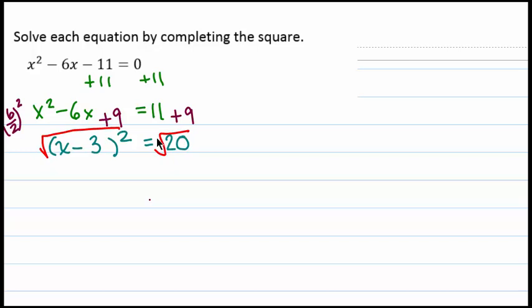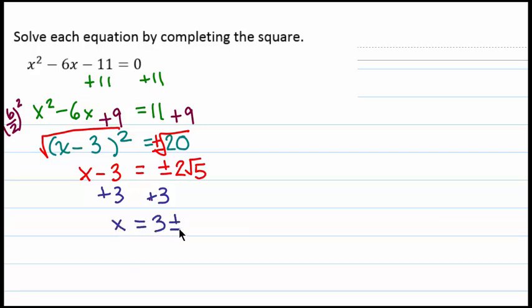When you take the square root of both sides, don't forget about your plus and minus. So now I have x minus 3 equals plus minus. Don't forget to reduce your radical. So I have 2 square roots of 5. Now I still have to solve for my x. So therefore I'm going to add 3 to both sides. So I have x is equal to 3 plus minus 2 square roots of 5.